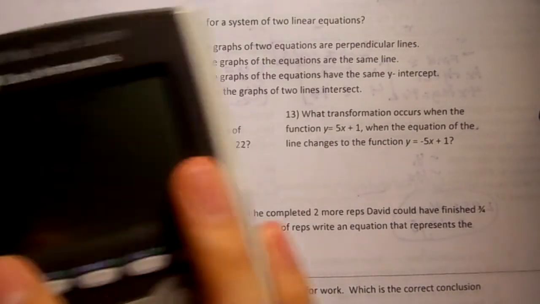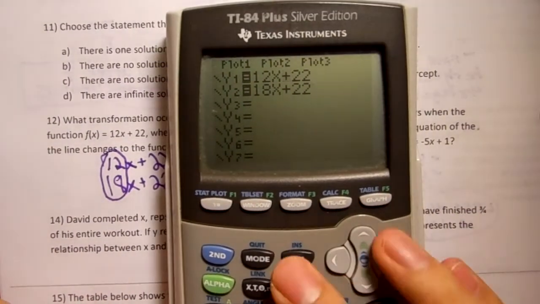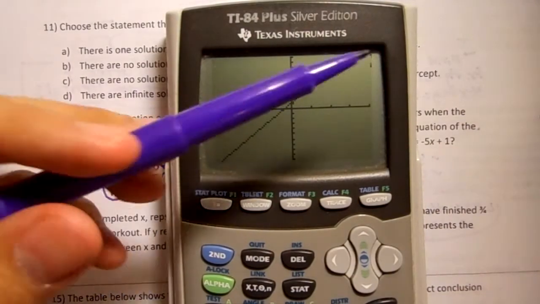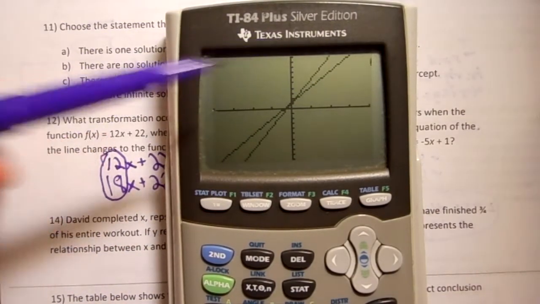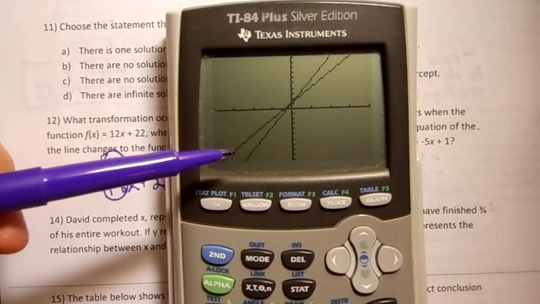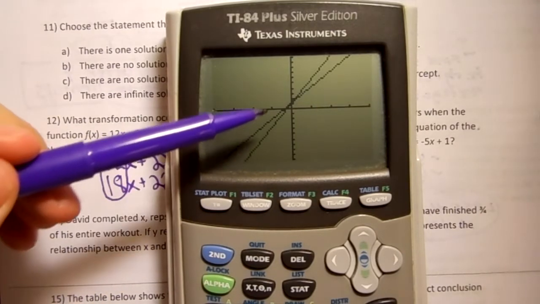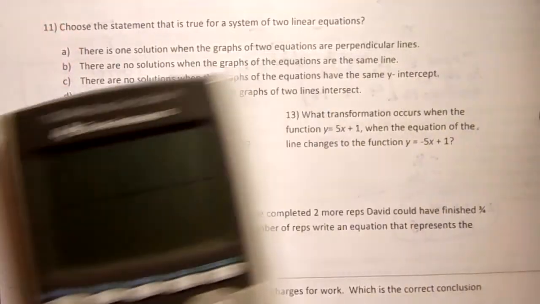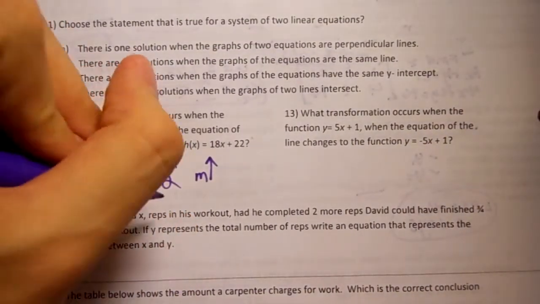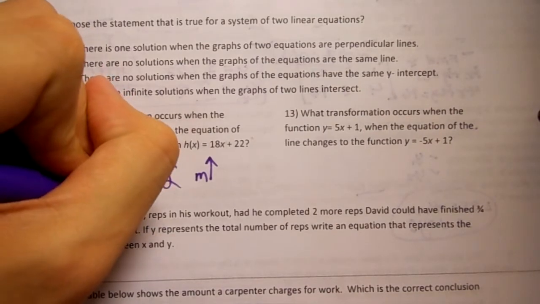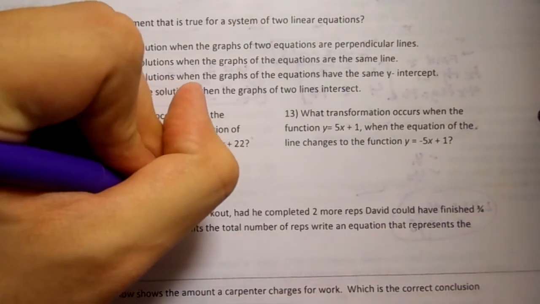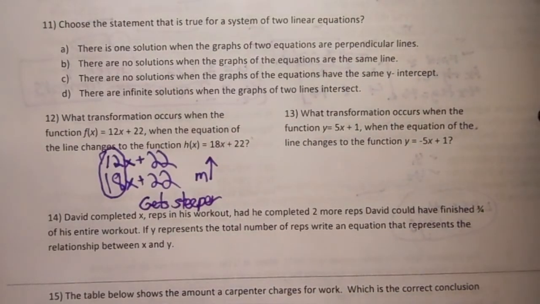So let's take a quick look at the graphs. As you can see, the first graph is the 12x slope, the second graph is the 18x slope. You notice that when the slope increases, the graph becomes steeper. So, to answer the question, what transformation occurs? Well, the equation simply gets steeper, and that's all. What's next?